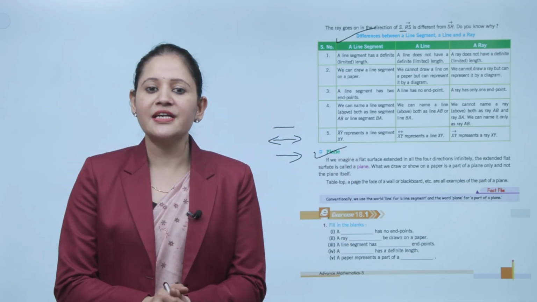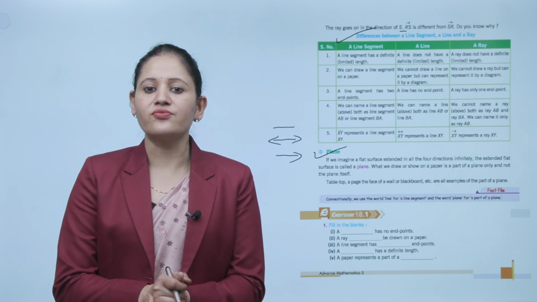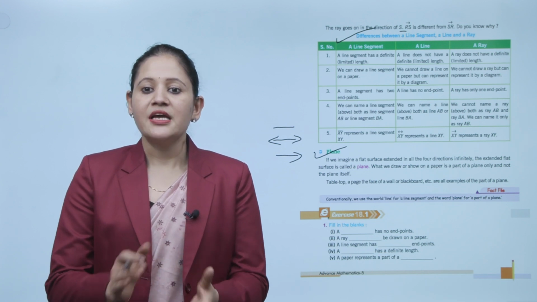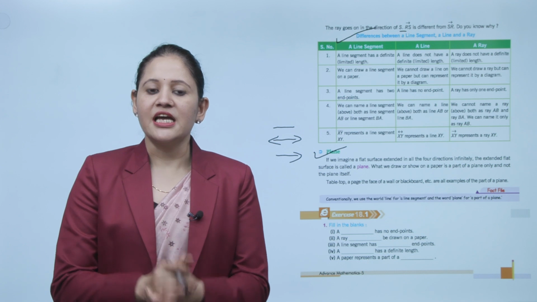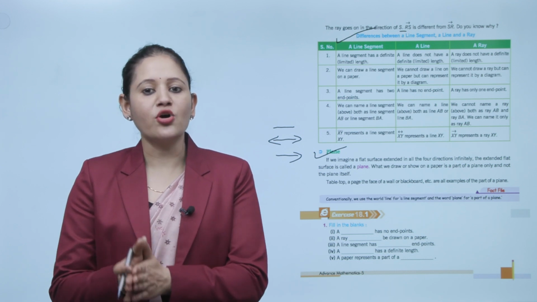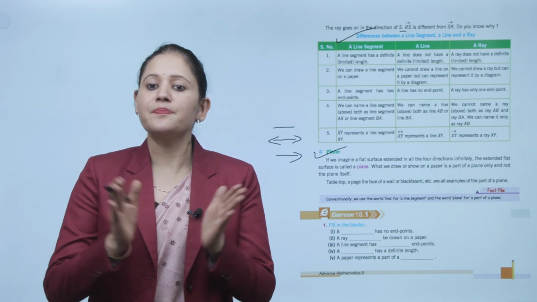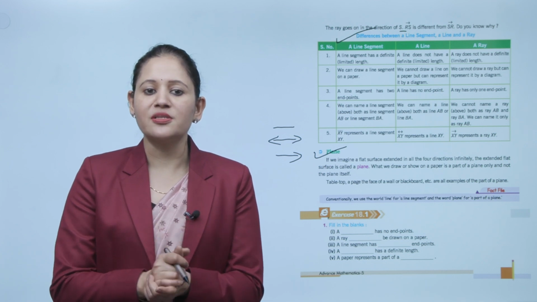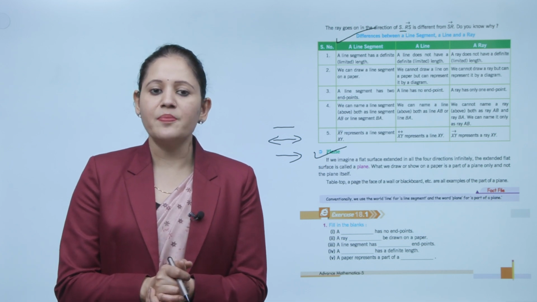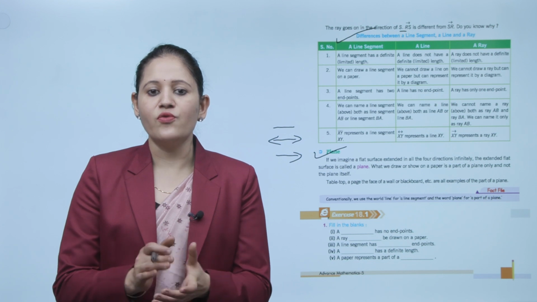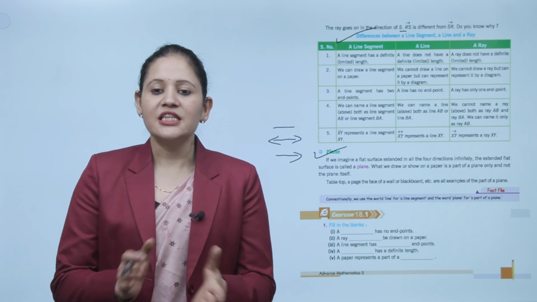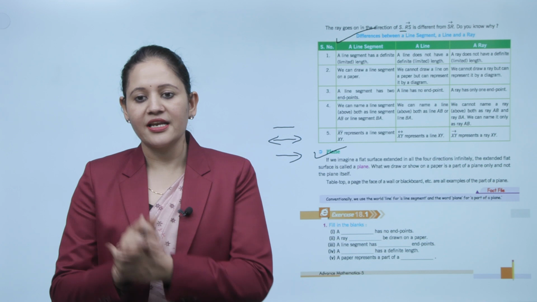If we imagine a flat surface extended in all directions indefinitely, the extended flat surface is called a plane. What we draw or show on a paper is a part of plane only and not the plane itself. Tabletop, a page of a book, a wall or blackboard, etc. These are examples of part of plane. Next is fact file.